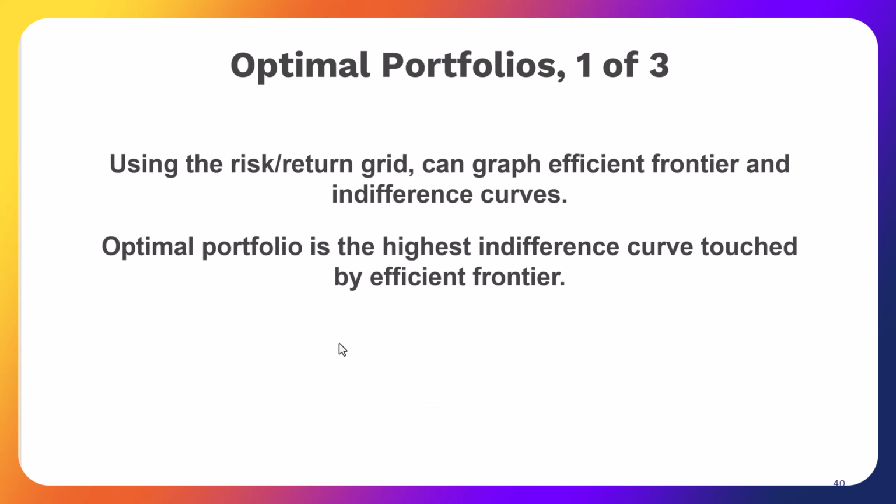So how can we maximize this? If we combine the utility theory and the efficient frontier, we can identify what we refer to as the optimal portfolio. A cautious investor might choose a bond-heavy portfolio. An aggressive investor selects ones with more stocks. So this optimal portfolio is the highest indifference curve touched by the efficient frontier.